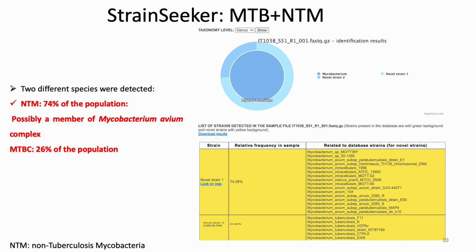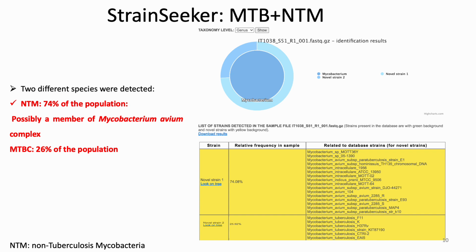So here we have another example of a FASTQ file that contains not only Mycobacterium tuberculosis, but also non-tuberculous mycobacteria. Based on the identification done by Strain Seeker, you can see that we have two different species.